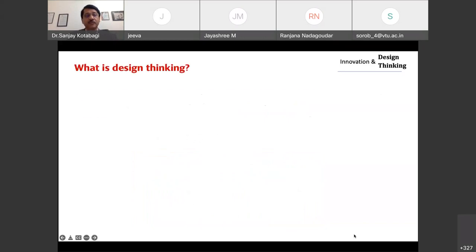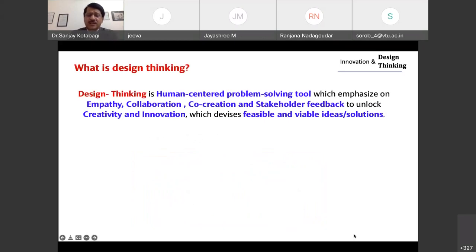Okay. So continuing our discussion on what is design thinking. It's a human-centered problem-solving tool. Point number one: it's human-centered, in the sense that I'm keeping the user at the center to solve the problem, which emphasizes empathy. Empathy is required to understand the pain points.